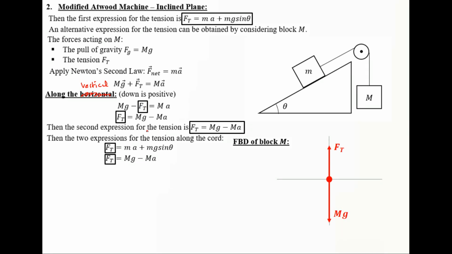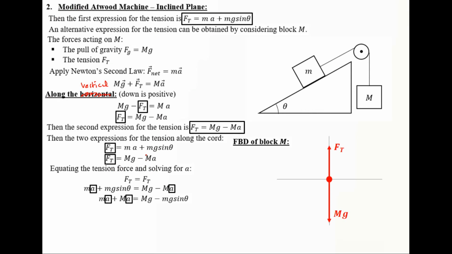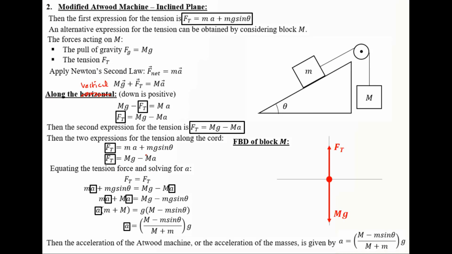Now we're able to equate them in order to solve for a. FT is FT, then ma plus mg sine theta is capital Mg minus capital Ma. So the acceleration appears in two places. We need to drag this to the other side and this to the other side, and we're left with that. Factoring out a, dividing by the total mass, then the acceleration of such configuration is given by that.